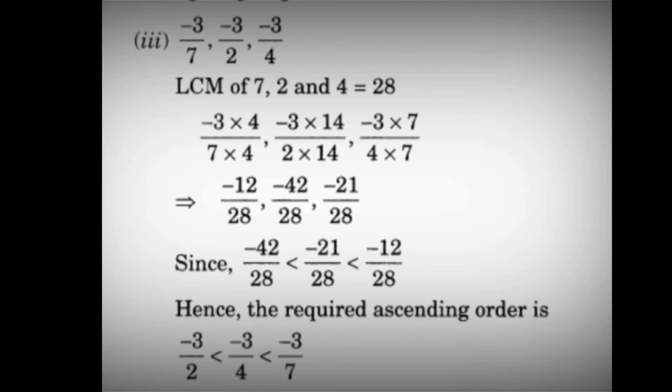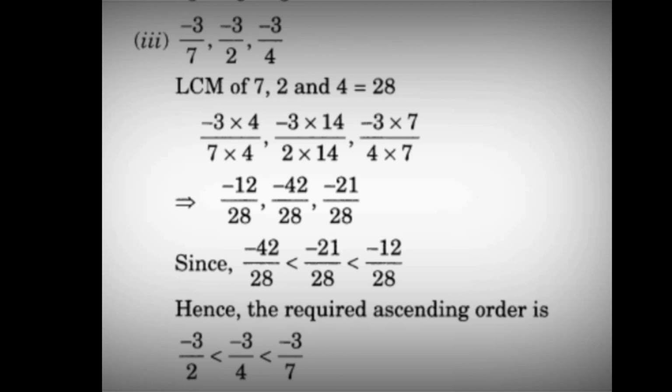Next let's do the third part of the 10th question. Negative 3 by 7, negative 3 by 2 and negative 3 by 4. Arrange them in ascending order. Here the LCM of the denominators 7, 2 and 4 is 28. So we have to make all the denominators of each rational number 28. So 7 into 4 is 28.